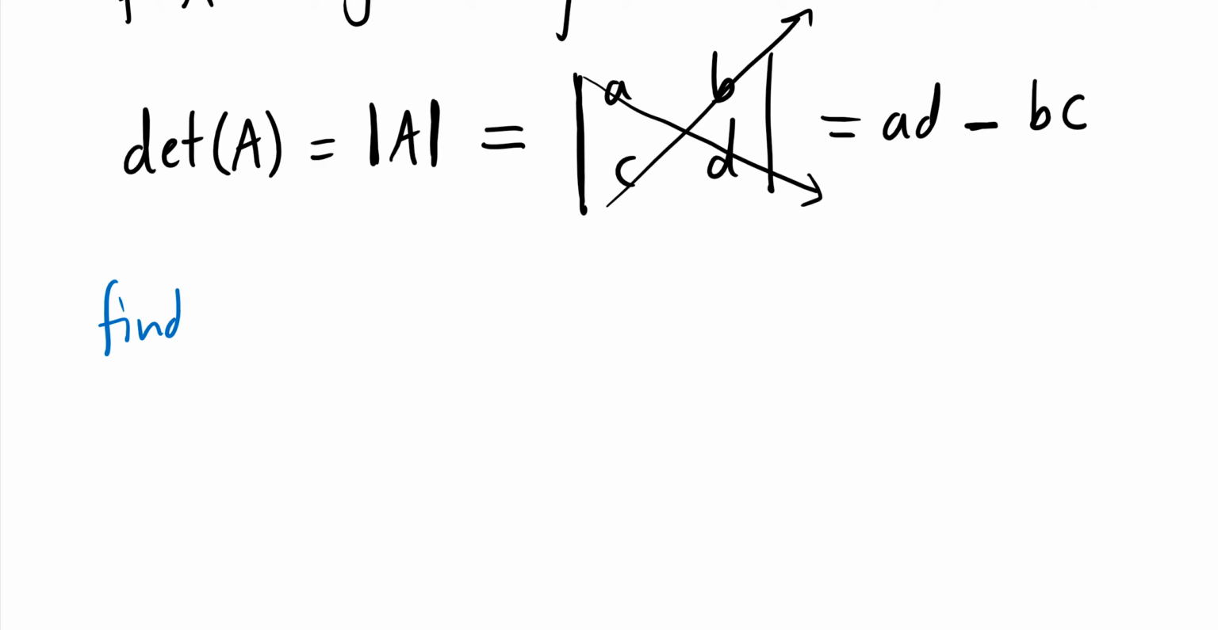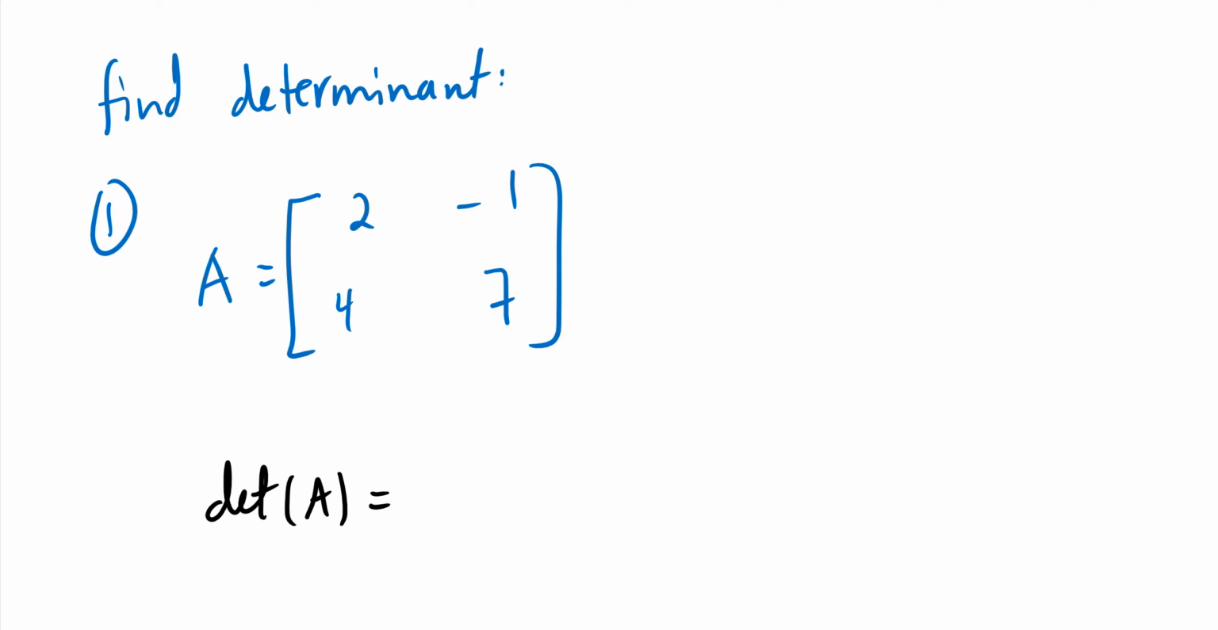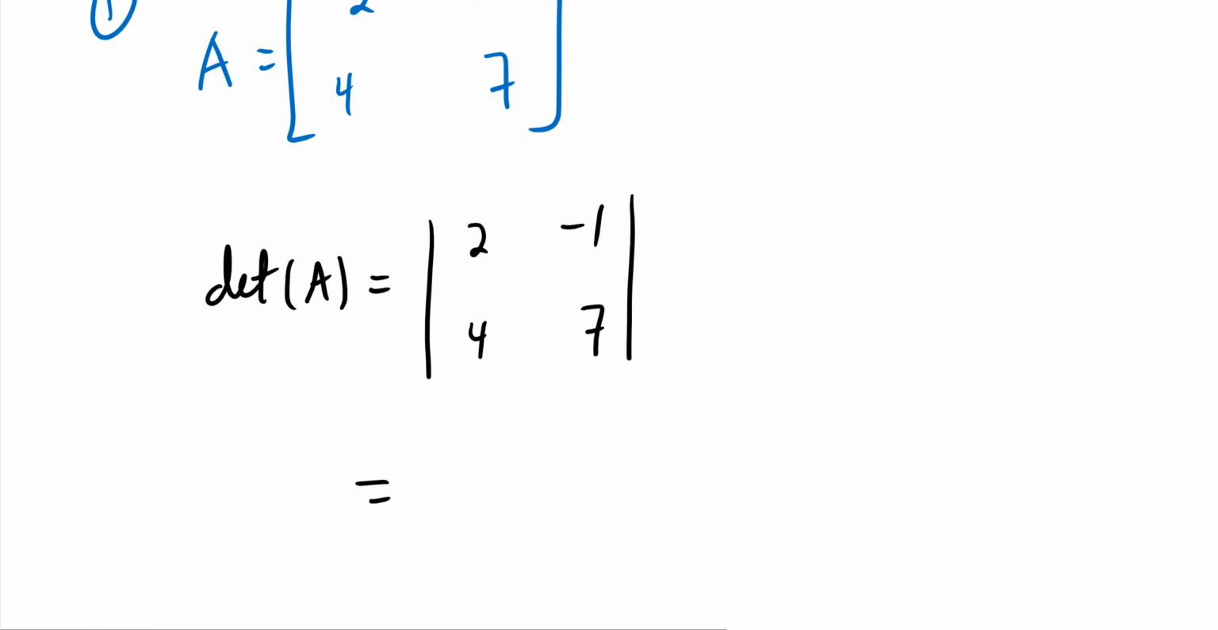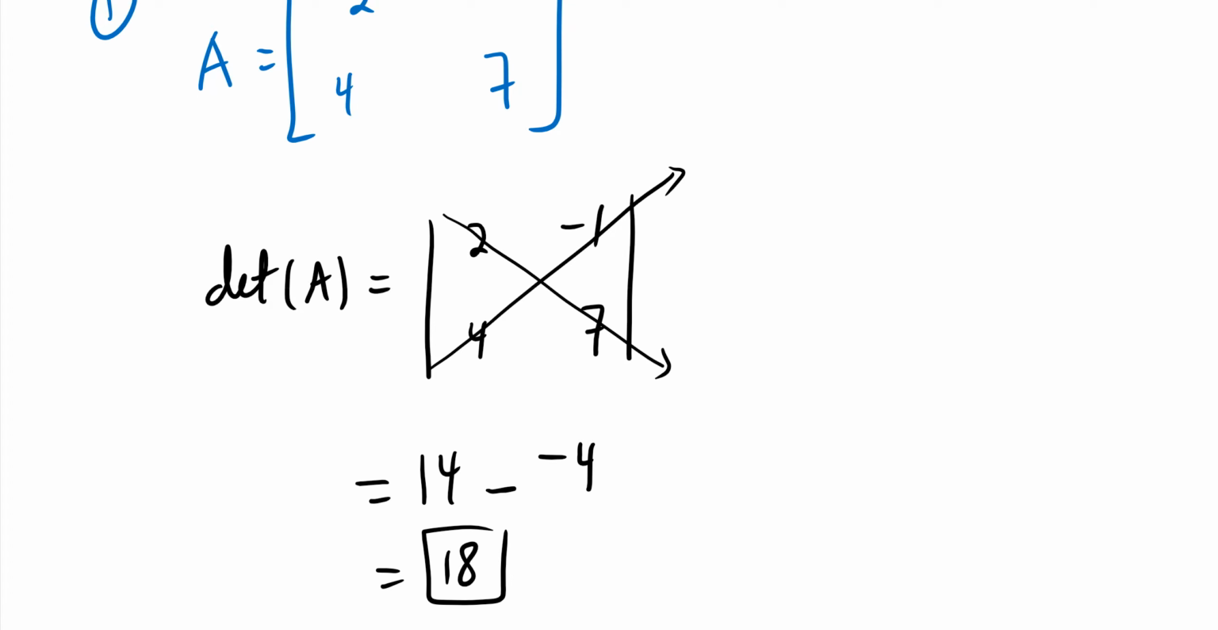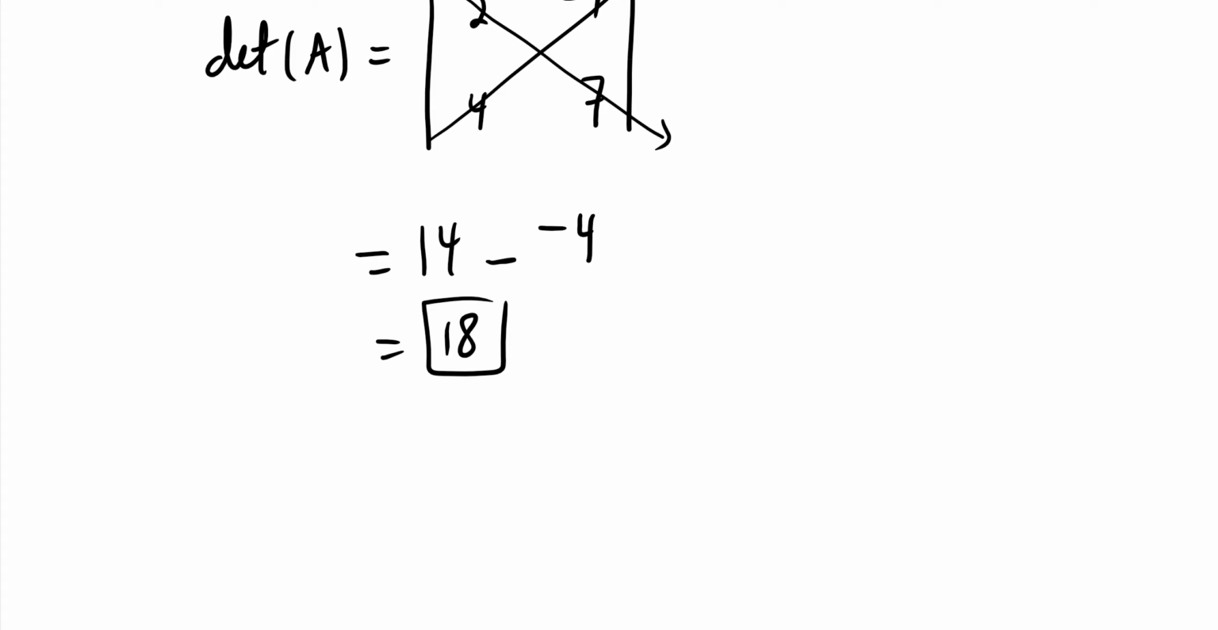So find the determinant for, let's say, the first matrix, call it A: 2, -1, 4, 7. What's the determinant of A? Absolute value 2, 4, -1, 7. That gives us 2 times 7, 14, minus this times this, -4. So the answer is 18. It's very simple, straightforward. Notice these determinants only work on a square matrix, not non-square matrices.